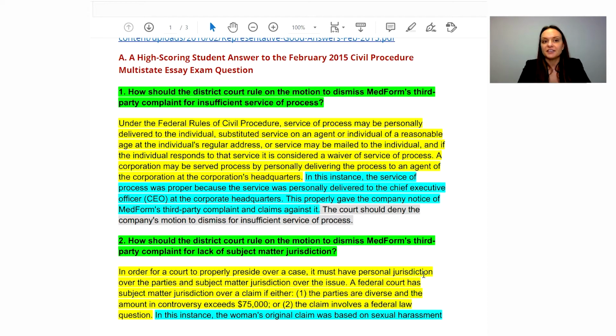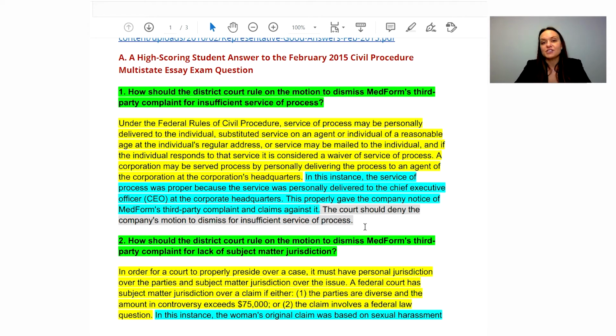So what I've done here is I've highlighted in green the issues or the headings, and then in yellow is the rule statement. In this turquoise blue color is the analysis, and in gray is the conclusion. So for instance, just looking at this first issue that the examinee put together, it's perfect. It goes issue, rule, analysis, conclusion.